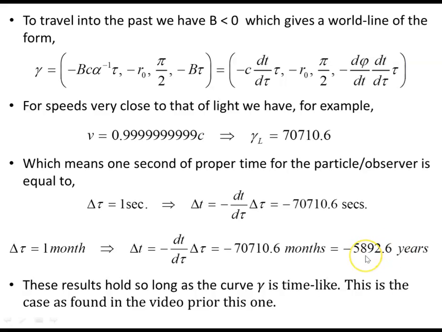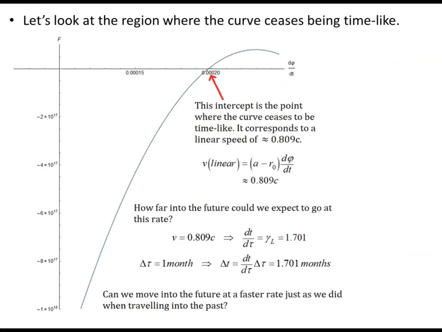You can't do this in Minkowski space because there are no world lines which are closed. It's not possible. They would lie outside the light cone of an observer, so it's not possible for that to happen. These results hold so long as the curve gamma is time-like, and this is the case found in the video prior to this one. Now, let's have a look at the case of traveling into the future.